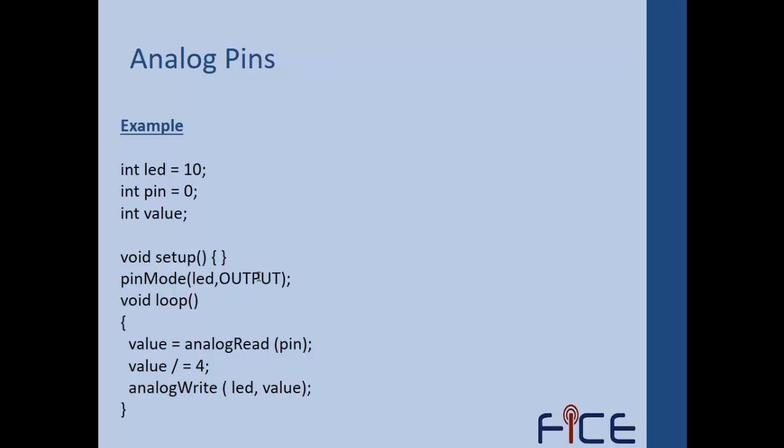That's why we are dividing it by 4. So first we are reading the analog pin, then dividing it by 4, then writing that divided value, that is analogWrite(LED, value). Clear? So that is the example of the analog pin and the PWM pin.